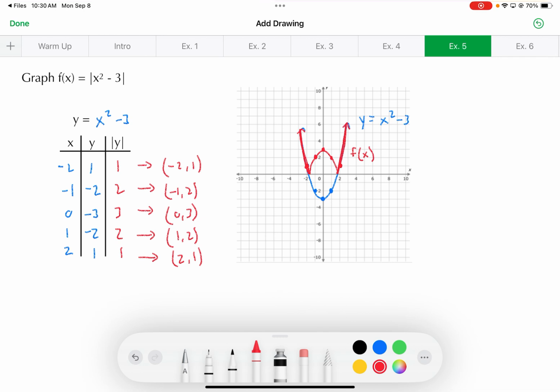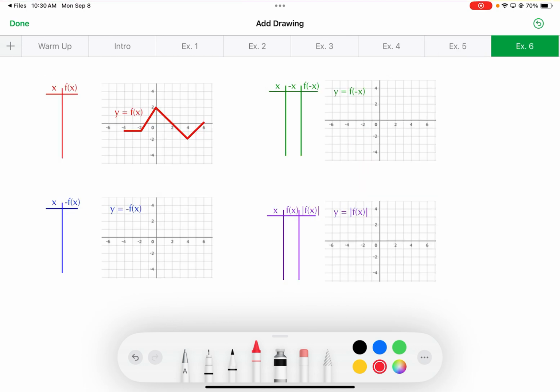There is the complete graph of f of x. Almost looks like a W. So you've got to be careful with the absolute value of a function. We'll look at one more example here on the next page with that as well. All right, so click to that example.